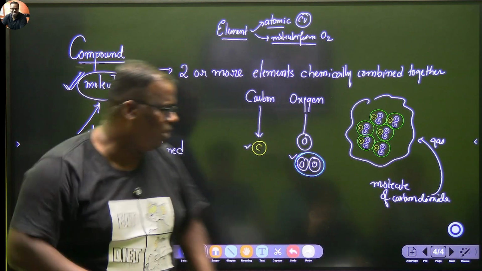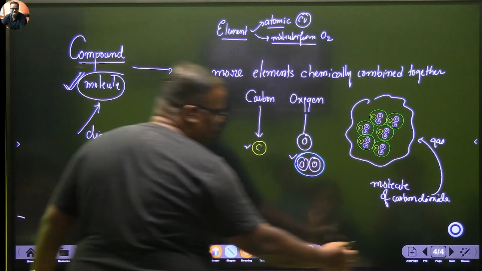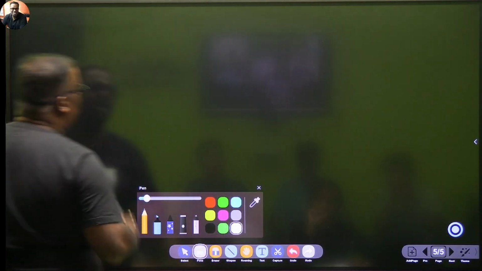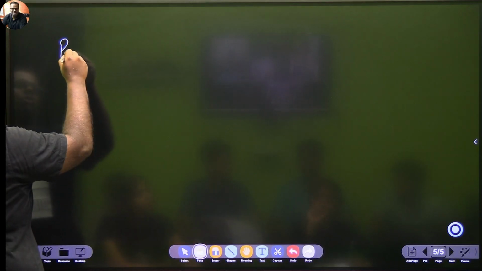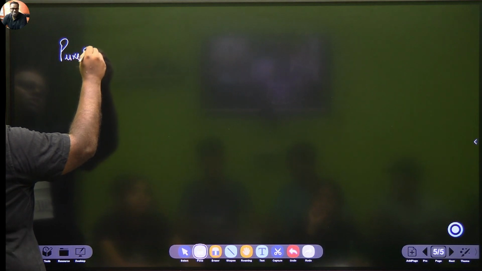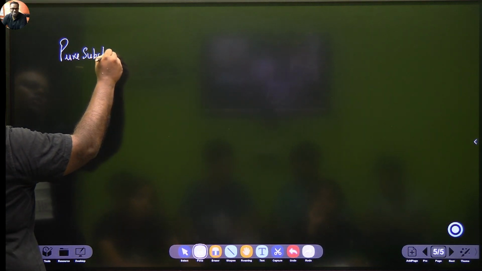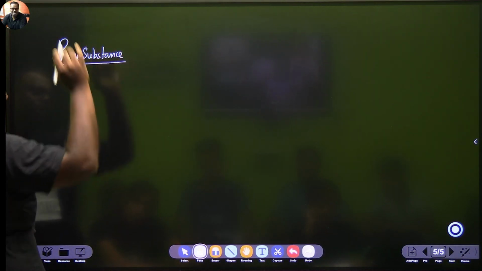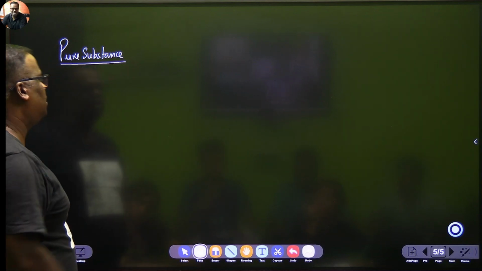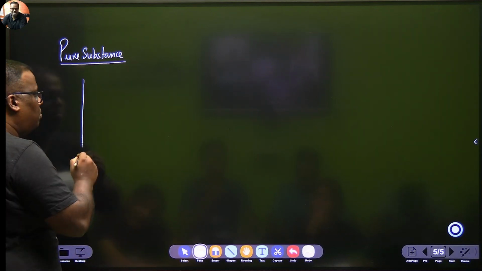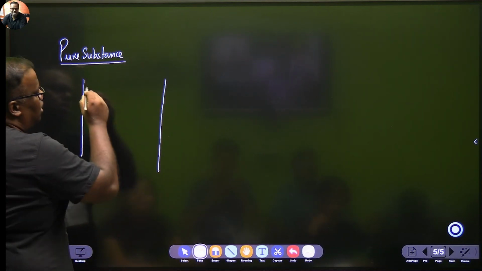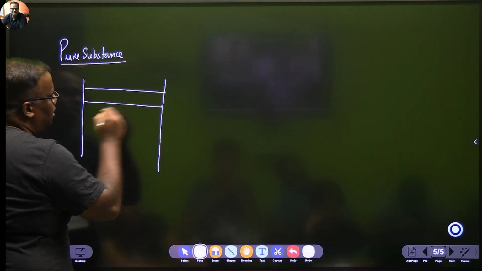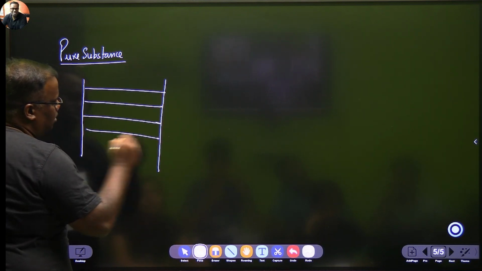Now I'll do one drawing and it will become clearer for you. I'll make a drawing, a schematic drawing, okay? So let's say pure substance. What did I say? A pure substance has only one kind of particle in it. So let's make a wall. Can you make a copper wall? This is the copper wall. What will we find in a copper wall, son? We will find copper bricks.